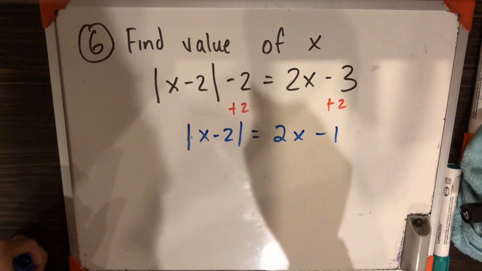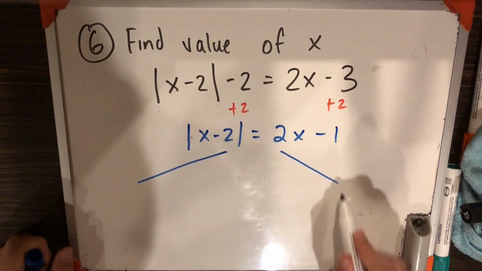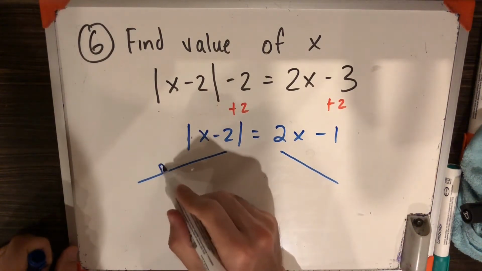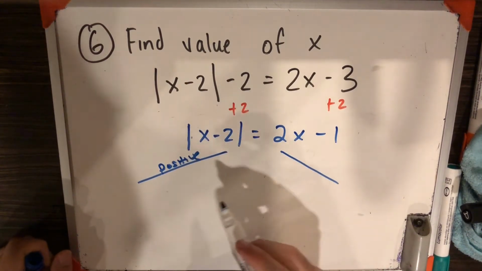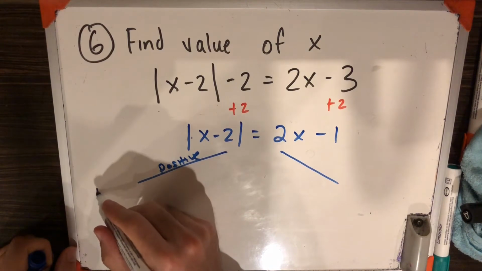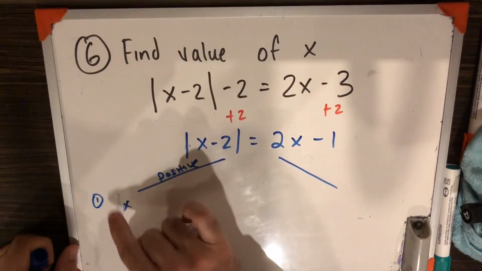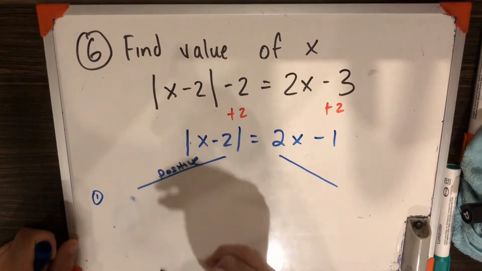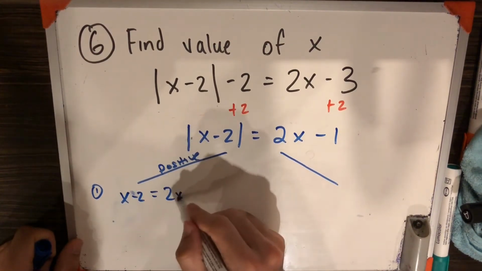Right? Now at this point, I can split it up into both my situations. One situation is going to be positive, or you're just going to leave it the way it is. So my first situation is going to end up being x minus 2 is equal to 2x minus 1.